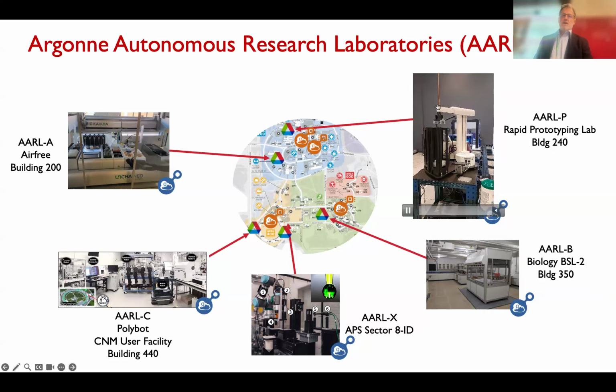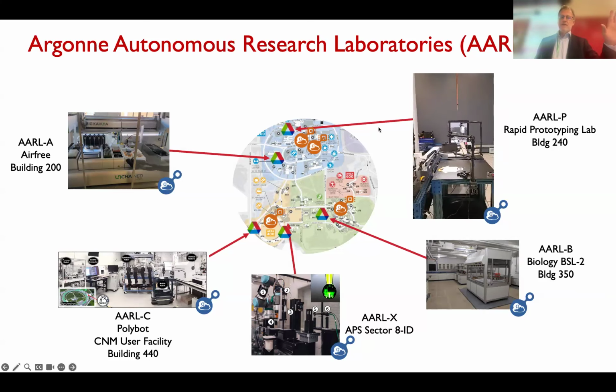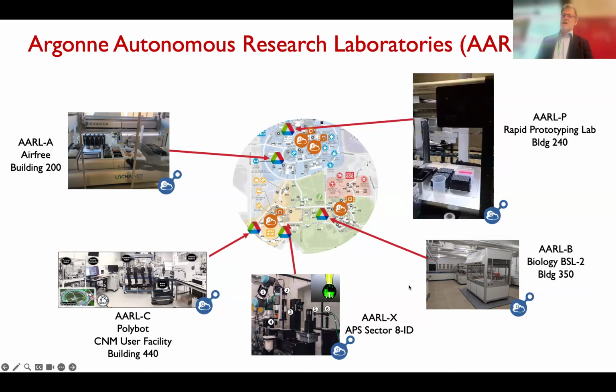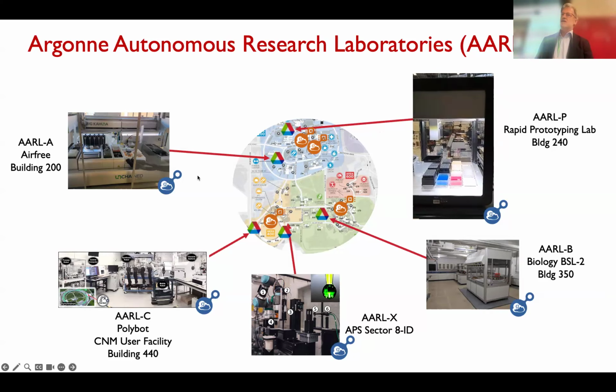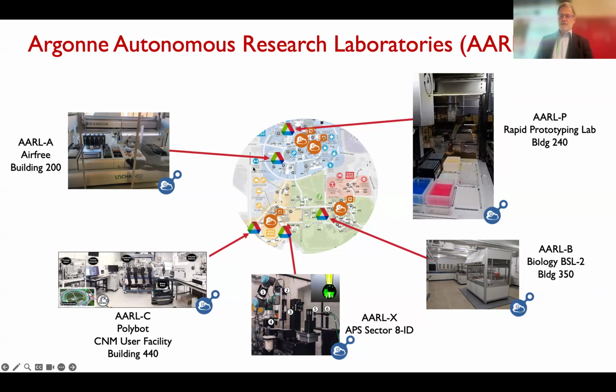These are all autonomous research facilities. They can be controlled remotely via APIs. They have different properties. Some are for biological experiments, some are for material science experiments, and so forth. But they all have APIs and Globus interfaces.